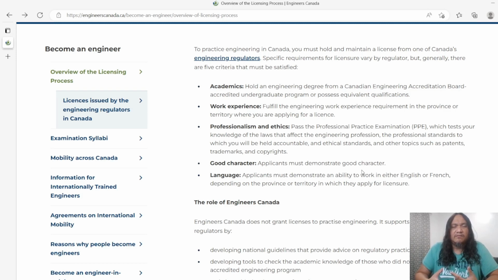For applicants from another country other than the Philippines, I think it's the same as your police clearance. For language, you should know that Canada is a bilingual country. The national languages are English and French. So unless you are applying for a license in Quebec, you don't really need to know French. English would suffice.